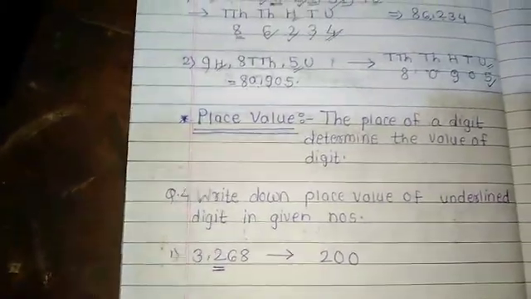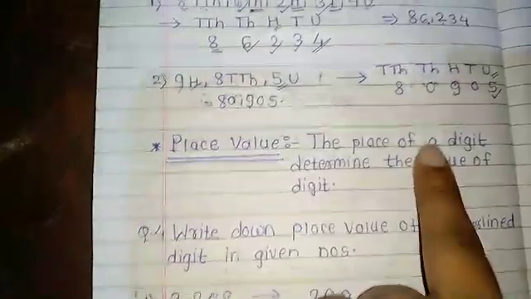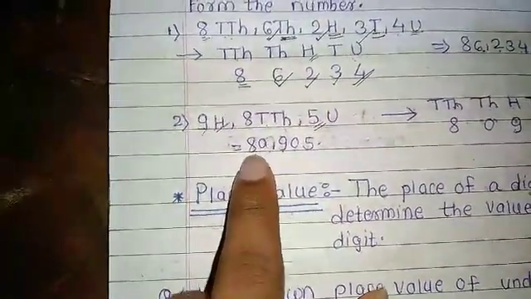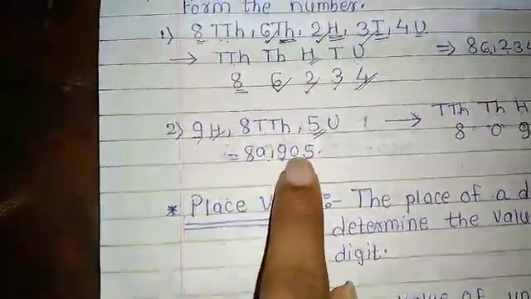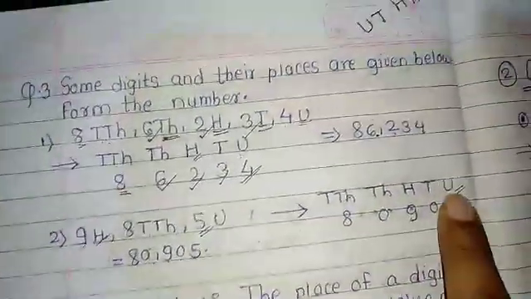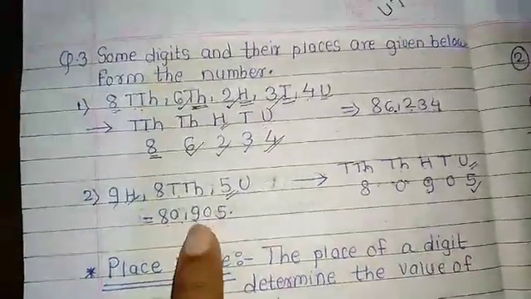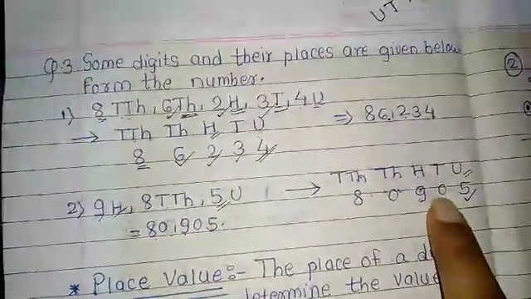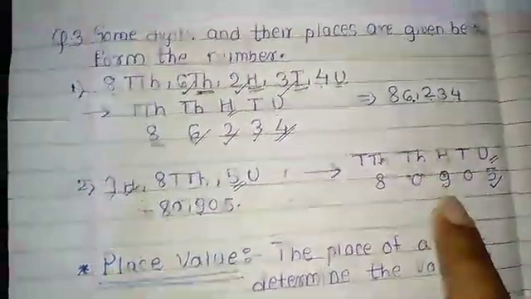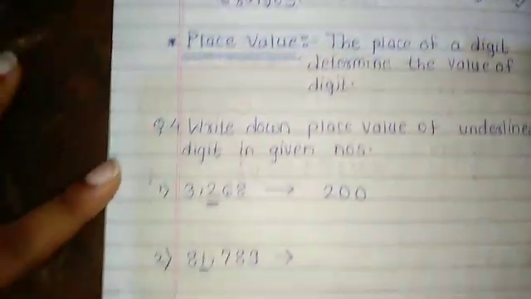Next concept is place value. What is meant by place value? The place of a digit in a given number determines the value of that digit. Look at this example. In this example, each digit has its own place. That is, 5 is at unit place, then its value is 5. And 0 is at 10 place, yes, its value is 0. 9 is at 100 place, its value is 900. So likewise, we have to write the place value of the given number.